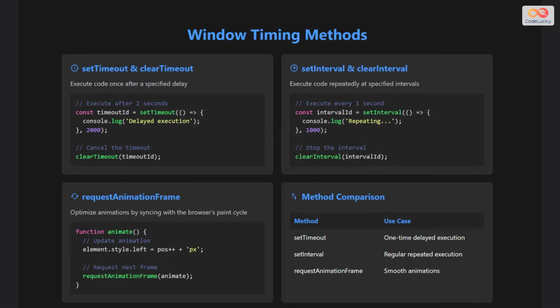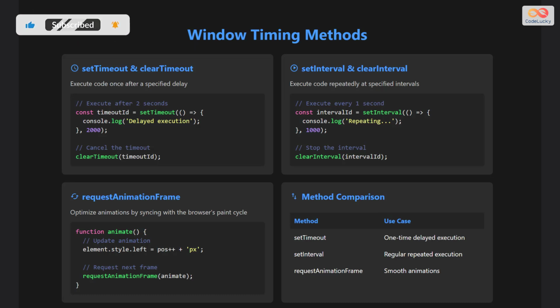The window object provides methods to execute code after specified intervals or delay. The setTimeout method lets you run a code block once after a given delay in milliseconds. The method returns an ID which can be used to cancel the timeout with clearTimeout method if needed. The setInterval method repeatedly executes code at a specified interval, also measured in milliseconds. This method also returns an ID that you can use to clear the interval using clearInterval method.